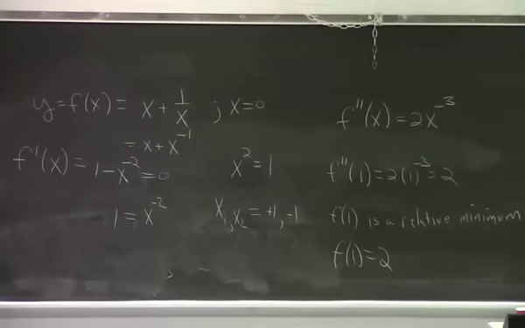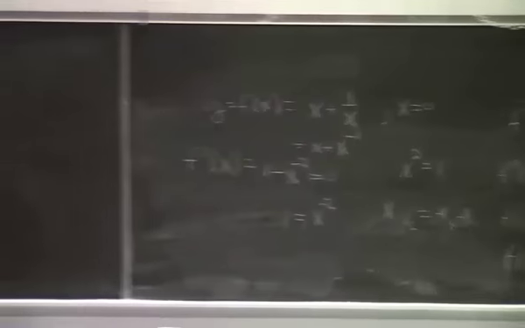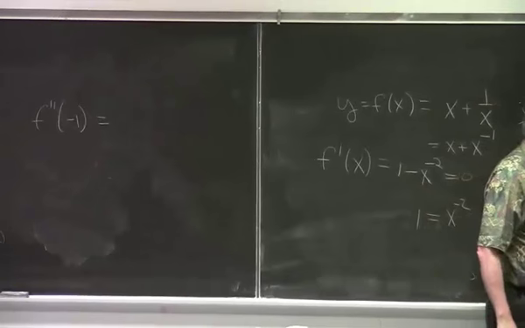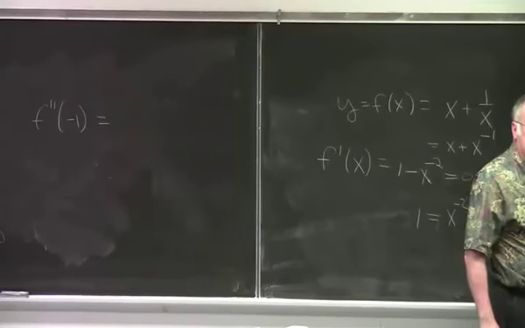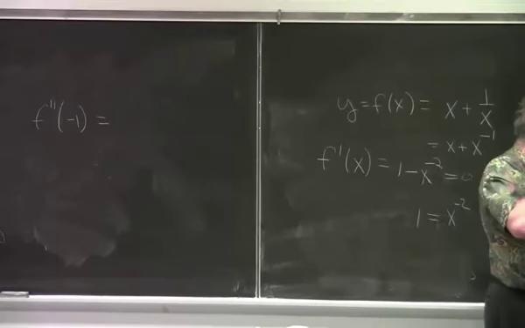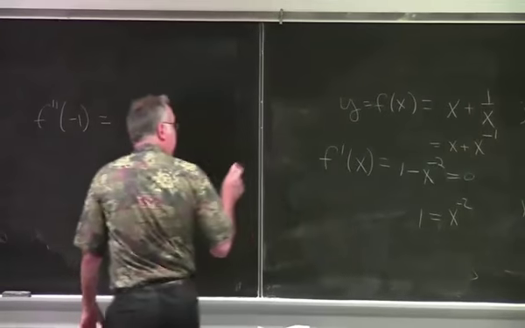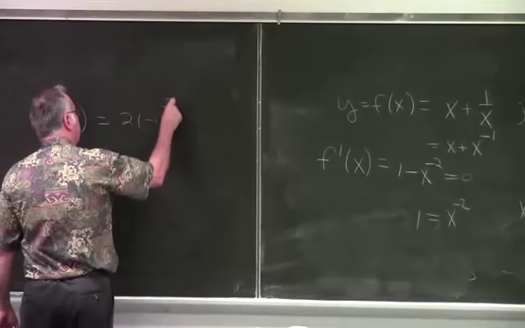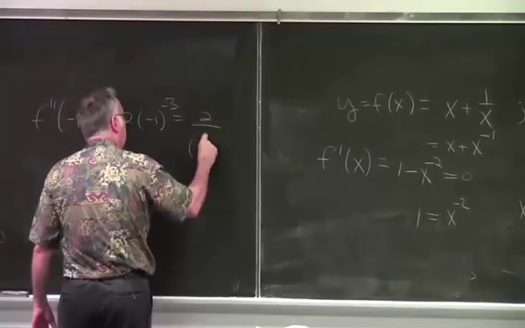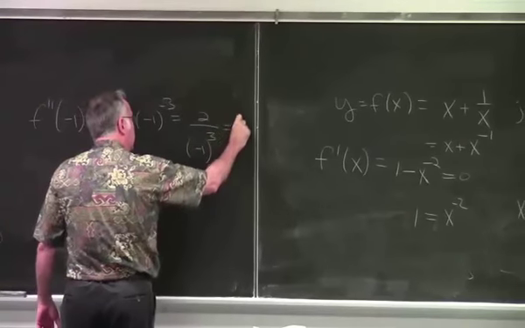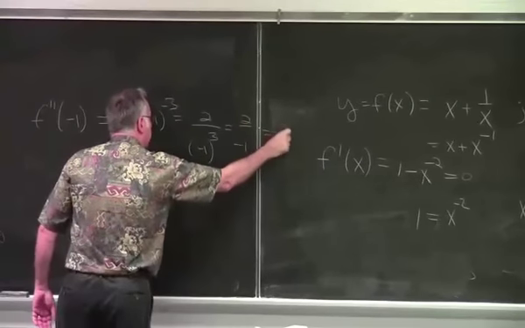Let's look at the other one. The other critical value of x was minus 1. So what is f double prime of minus 1? Here's our f double prime of x. At x equals minus 1, it's just negative 2, because x to the minus 3 power is the same thing as minus 1 cubed, which is minus 1. It's 2 times minus 1 to the minus 3, which is 2 over minus 1 cubed, so minus 2.